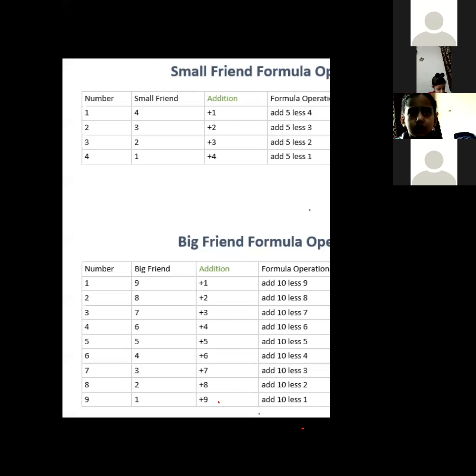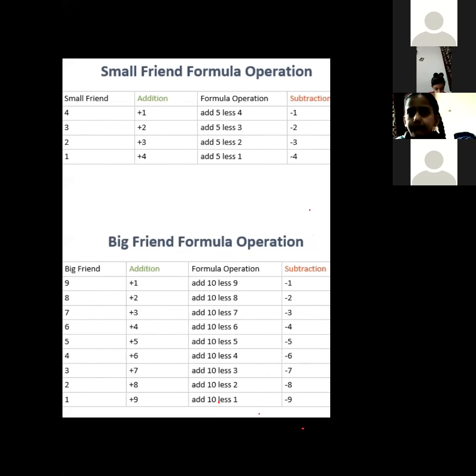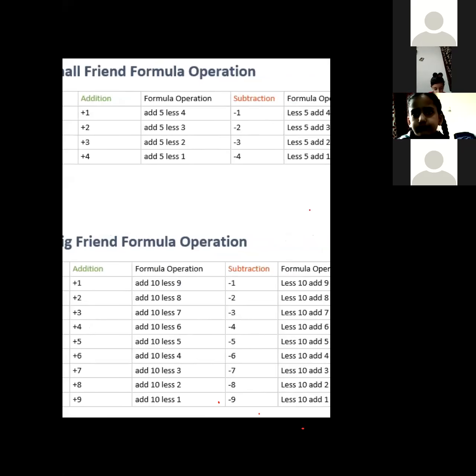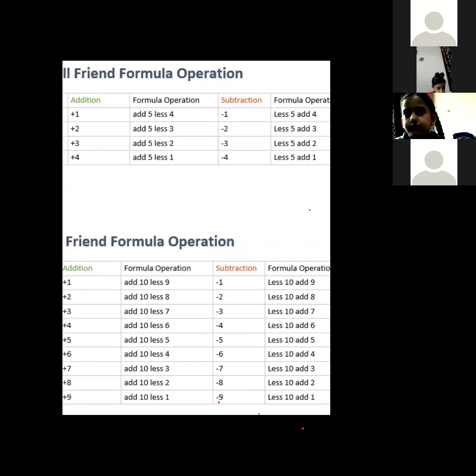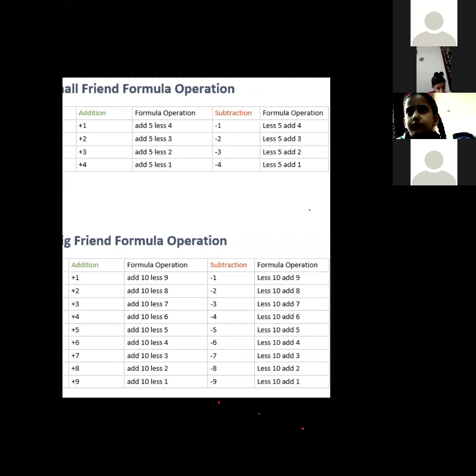So next, we'll go here. This is given a detailed description, you can see. This is addition. Today I have not written the small friend formula of subtraction sums. Remember, I have not done it, because if I give that also, then you cannot remember everything.